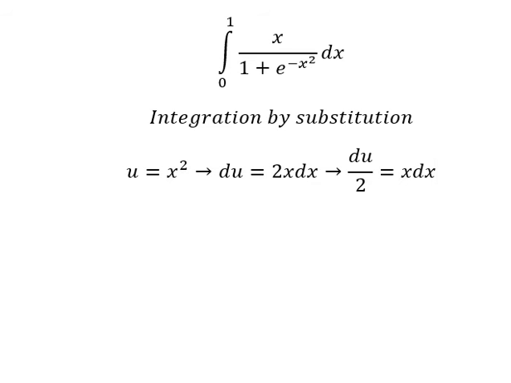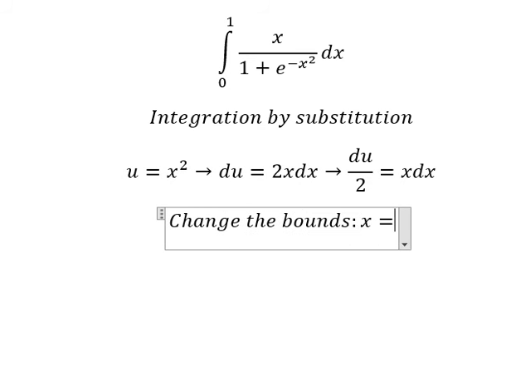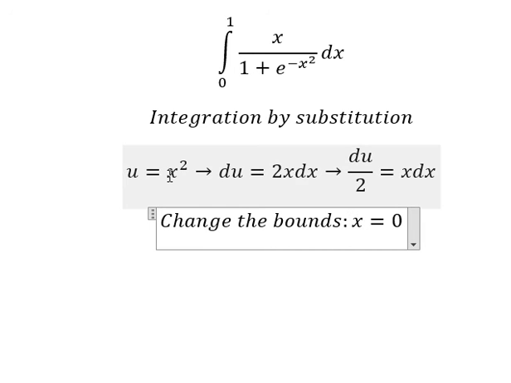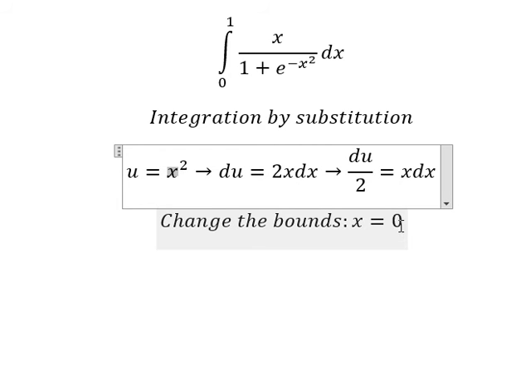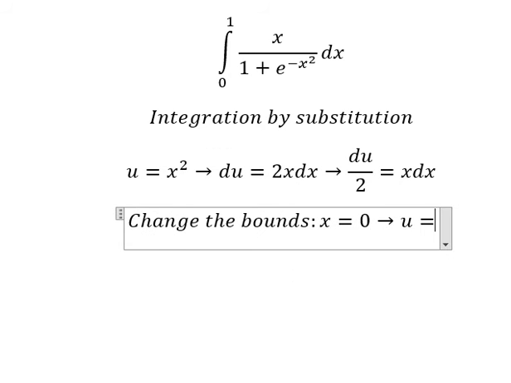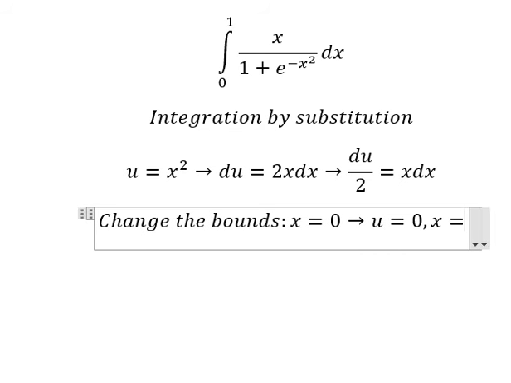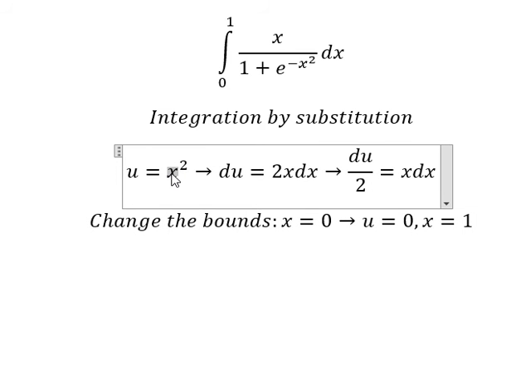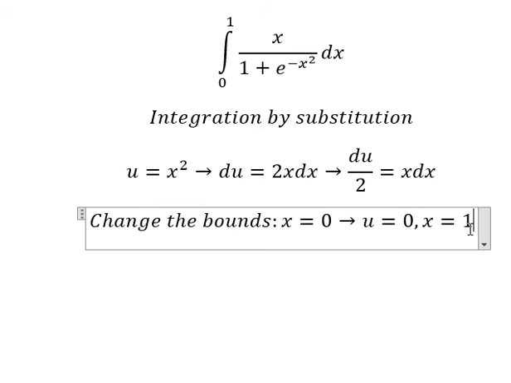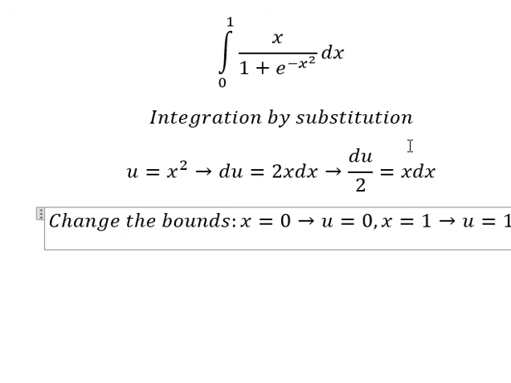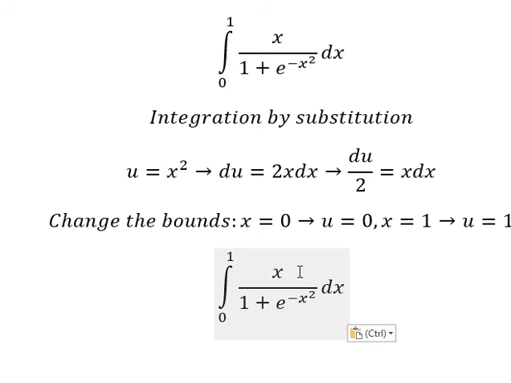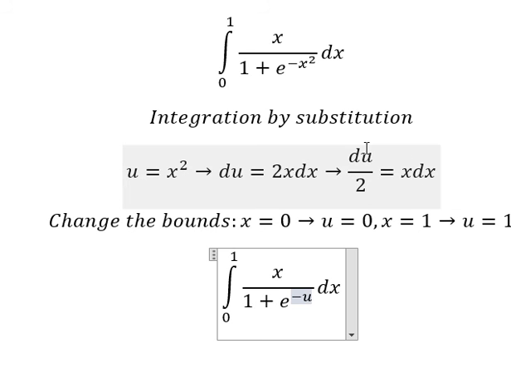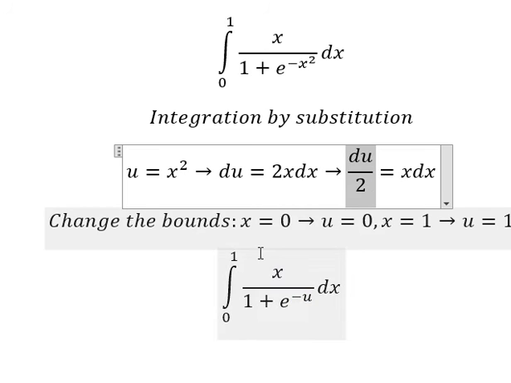Next, we need to change the bounds. When s equals 0, we put 0 in here, and we have u equals 0. When s equals 1, we put 1 in here, and we have u equals 1. So the bounds we don't need to change. S we change by u. The s ds we change by u over number 2.